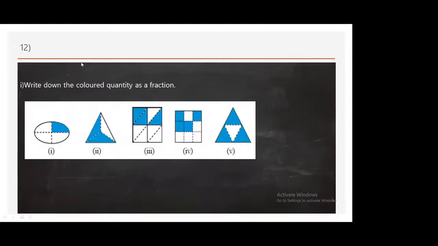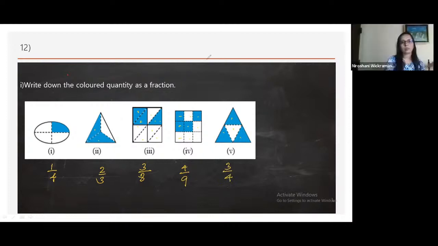Write down the colored quantity as a fraction. Then look at colored quantities, one part, no? So we can write it as 1/4. Colored quantities 2 parts, 2 over 3. 1, 2, 3. Colored quantities 3, 3 over, altogether how many parts? 1, 2, 3, 4, 5, 6, 7, 8. 3 over 8. 1, 2, 3, 4, 5, 6, 7, 8, 9. 4 over 9. 1, 2, 3, 4. 3 over 4 part. You can write this colored quantity as a fraction.